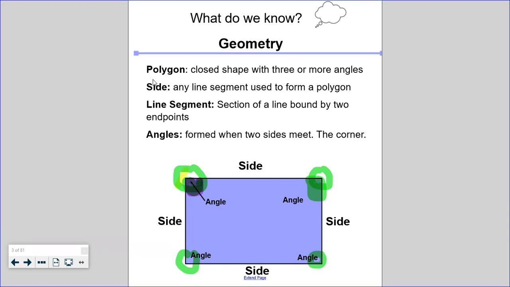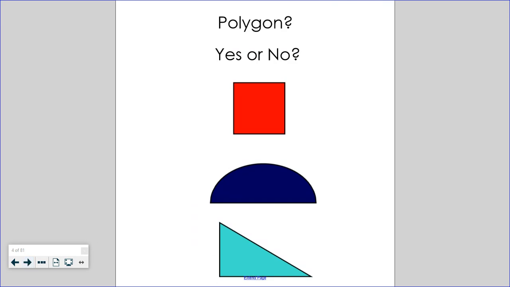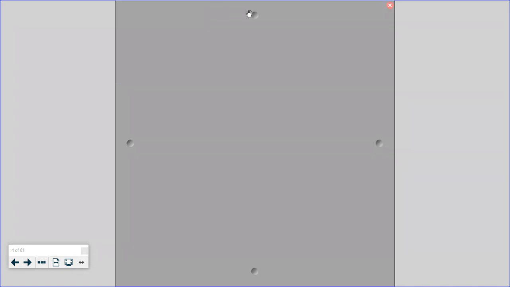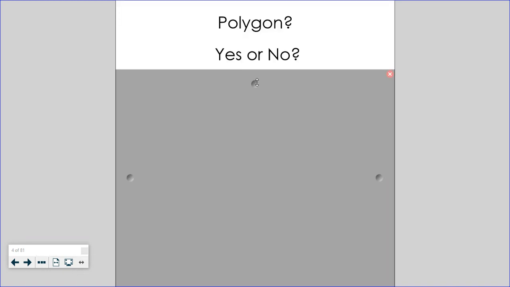So this shape, if we're using our vocabulary, is a polygon because it has 4 straight sides and it is a closed shape. It has 4 sides, like I just said. It has 4 angles and it has 4 corners or 4 vertices. So these attributes help us determine if something is or is not a polygon.